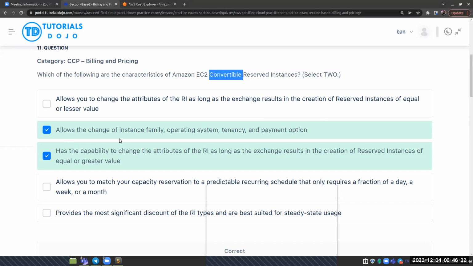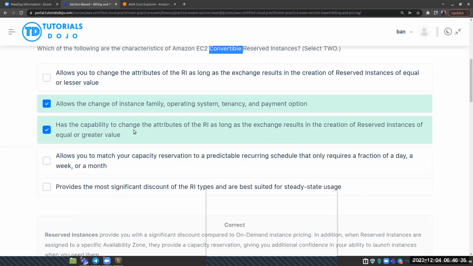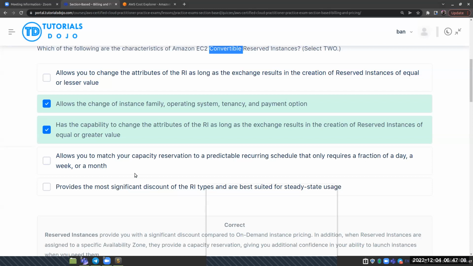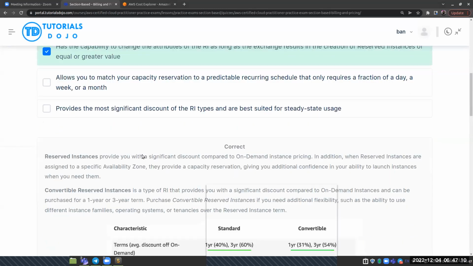So this should be the key thing you remember with convertible reserved instances. And then the other thing is you change the attributes as long as the exchange results in equal value, or if you are not able to have equal value, that change should be greater. Because if you go to lesser value, then AWS can't make much business. I think this is from a business perspective. If you are changing and you are getting lesser value instead, that doesn't help. So it has to be of greater value. So those are the 2 characteristics that are important to convertible reserved instances. The other ones are just distractions. This one is not true. It's not lesser value.